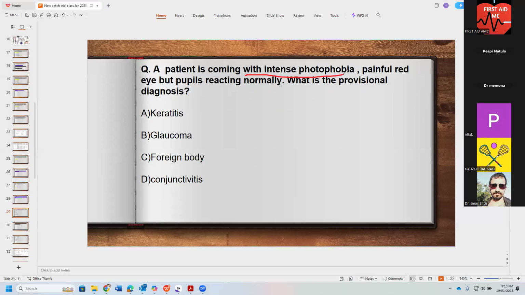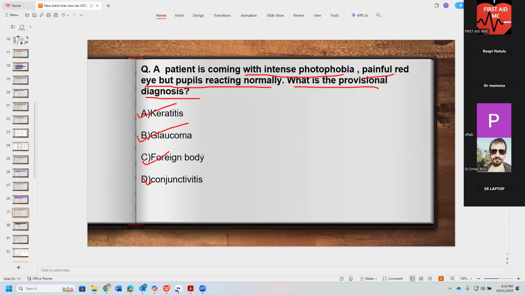A patient is coming with intense photophobia, painful red eyes, but pupils are acting normally. What is the provisional diagnosis? Keratitis, glaucoma, foreign body, or conjunctivitis? So photophobia, painful red eyes, but pupils are okay. Just photophobia and painful red eyes. So this is a very, very common disease. Very good, everyone. This is conjunctivitis.